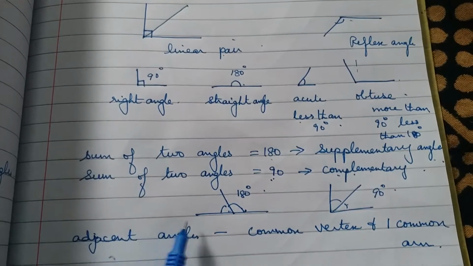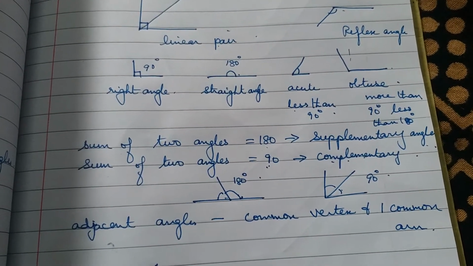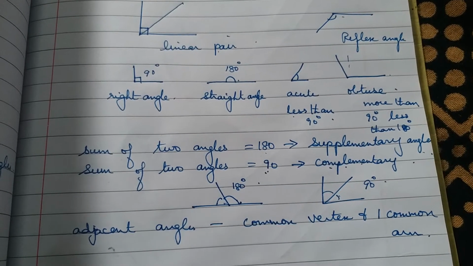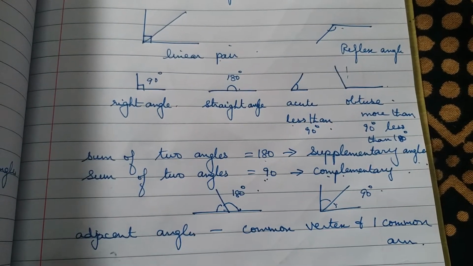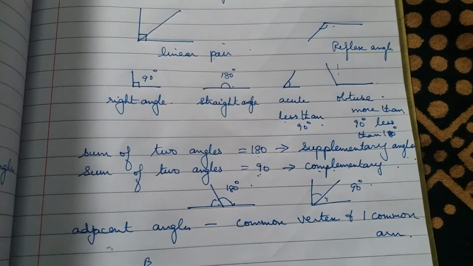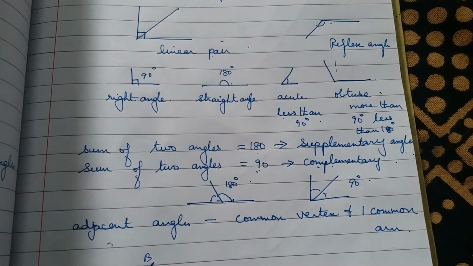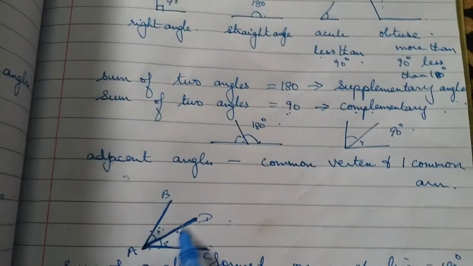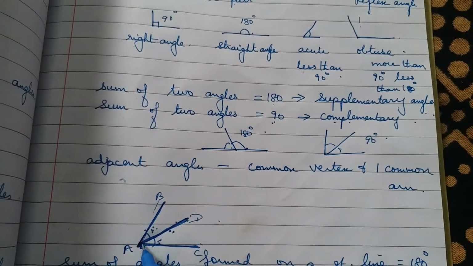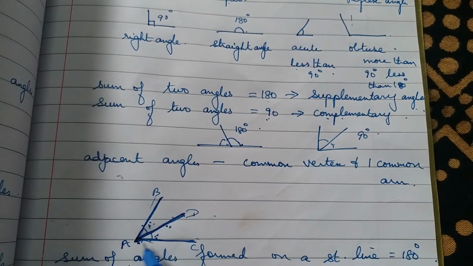Then adjacent angles means they have a common vertex and one common arm. Common vertex means this is a common vertex. For example, A, B, C, D. So they have a common arm also. AD is the common arm. The common vertex is A. So for this angle also the vertex is the same.